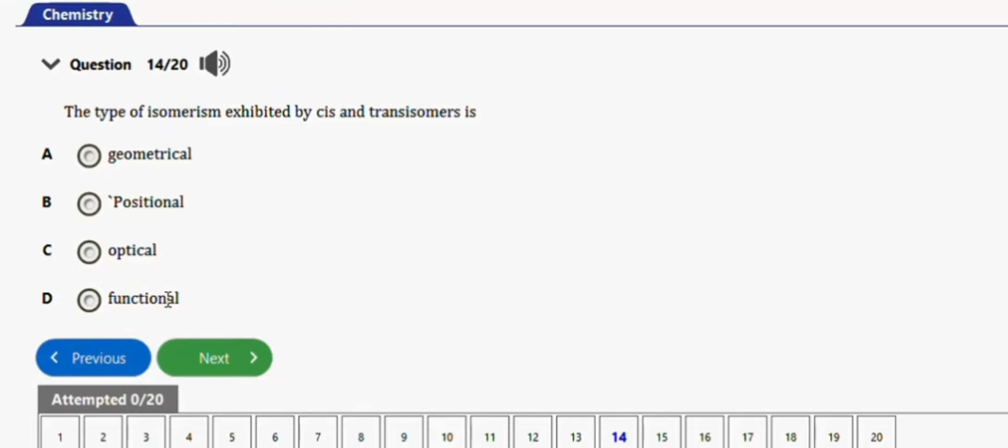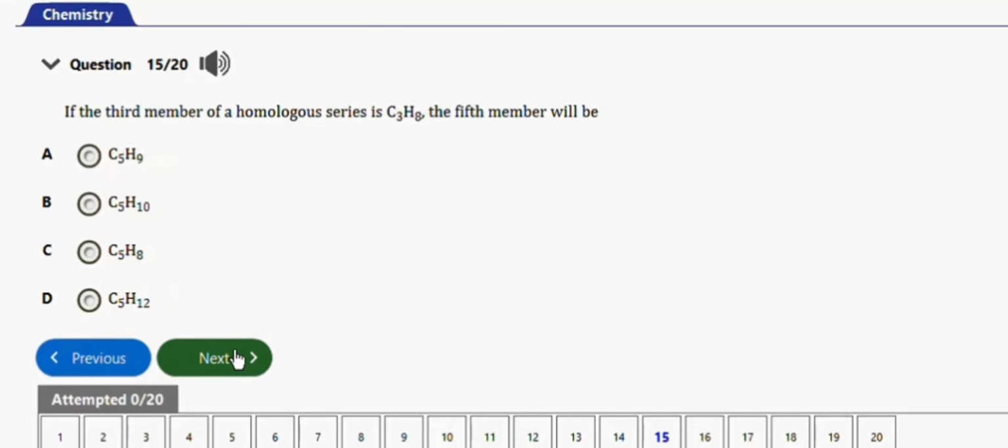Very important. Take note of this question, guys. Next question, this one. It says, if the third member of a homologous series is this, the fifth member will be, so this one we have here. So this is our propane. So it belongs to the alkane family. So the fifth member will be our pentane. Option D. Yeah, that's the right answer.